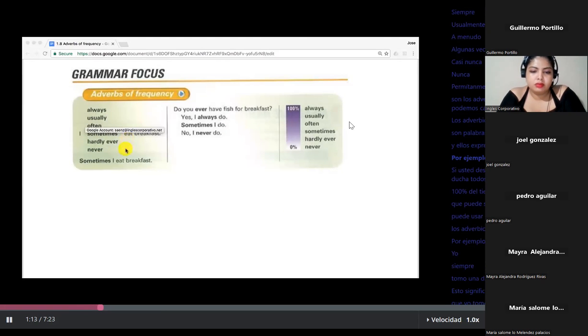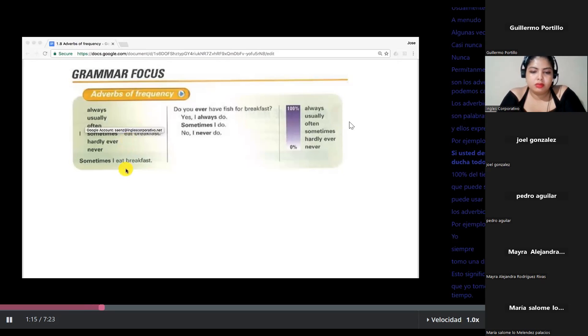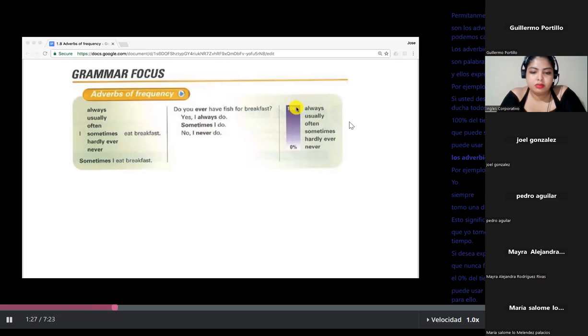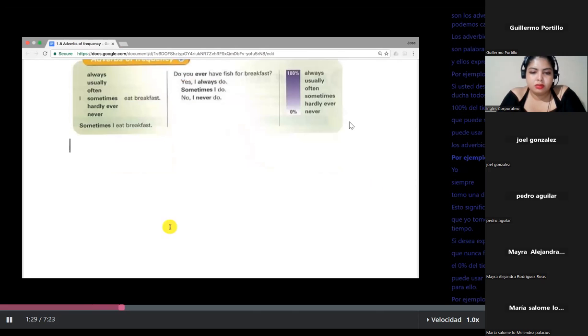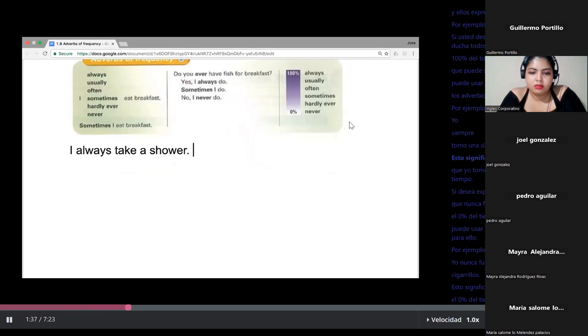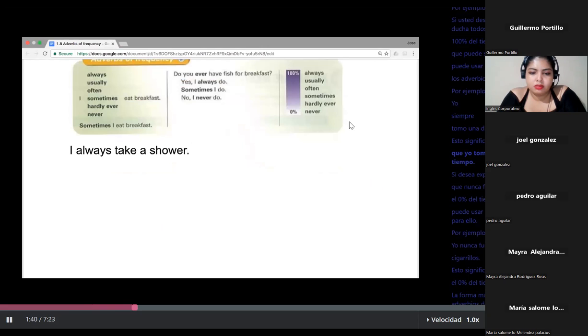For example, if you would like to express that you take a shower every day, 100% of the time, that will be always. You can use adverbs of frequency for that. For example, I always take a shower. This means I take a shower 100% of the time.